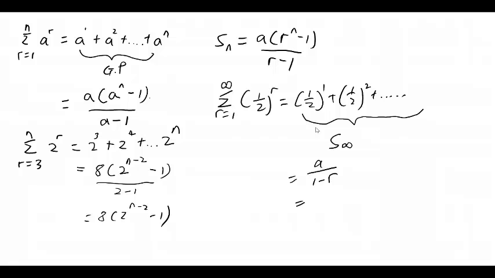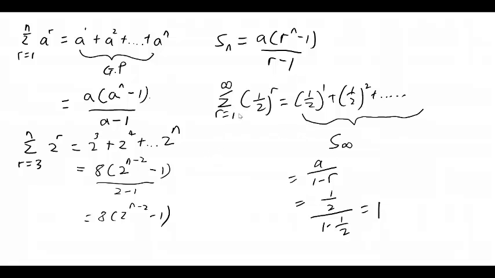In this case, your a is your first term, which is half, and the r is still half. So you get half divided by 1 minus half, which is half. Half divided by half is 1. So the sum to infinity is 1.